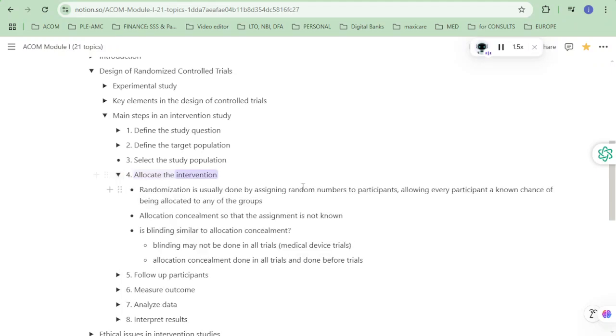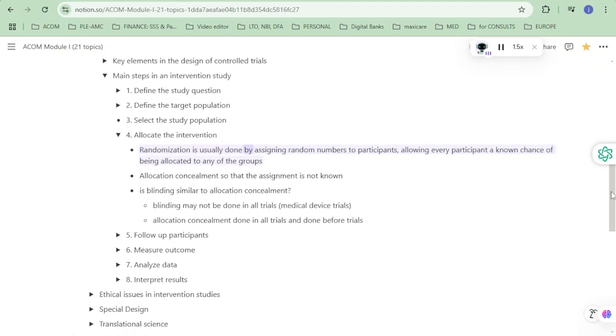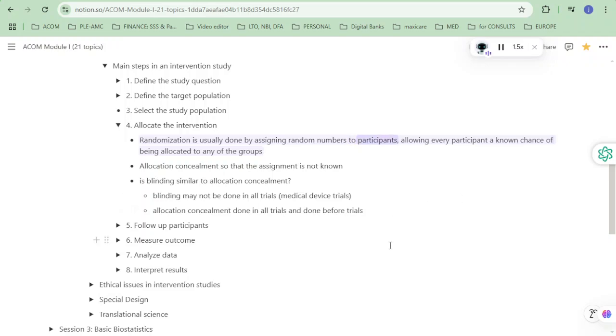Allocate the intervention. Randomization is usually done by assigning random numbers to participants, allowing every participant a known chance of being allocated to any of the groups. Allocation concealment so that the assignment is not known.